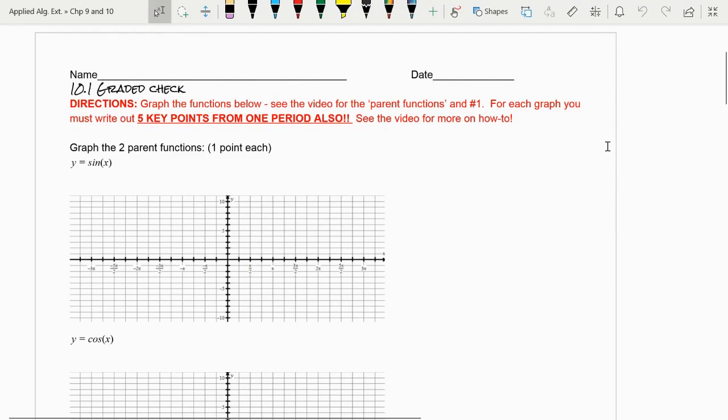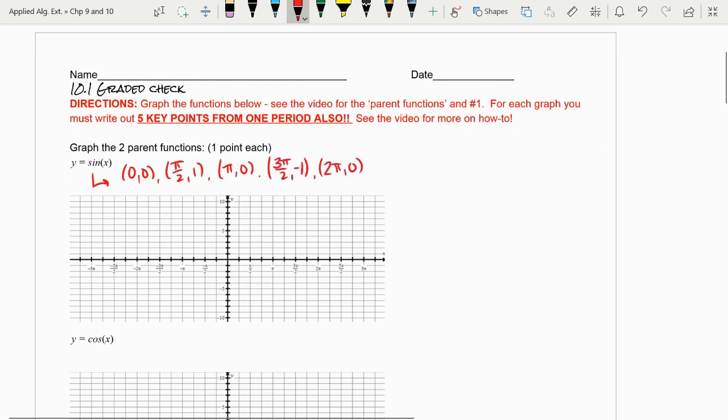All right, guys, so I'm going to walk you through our parent functions one more time, and then one graph with a vertical shift and a vertical stretch, which we called a new amplitude and midline last time. Couple ways to graph these. The first is just to know all of your key points from our parent function. So for sine, these are our key points.